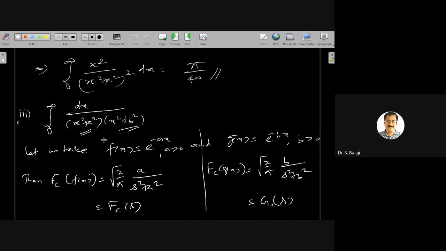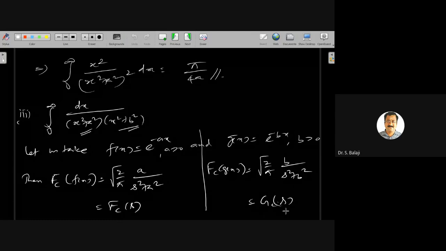Because numerator is constant, first find Fourier cosine transform. Fourier cosine transform of f of x is equal to root of 2 by pi into a by s square plus a square. Already you know the result. That will be Fc of s. You take it because Fc of f of x is Fc of s. Similarly, for g of x, Fourier cosine transform of g of x is equal to root of 2 by pi into b by s square plus b square, equal to Gc of s.